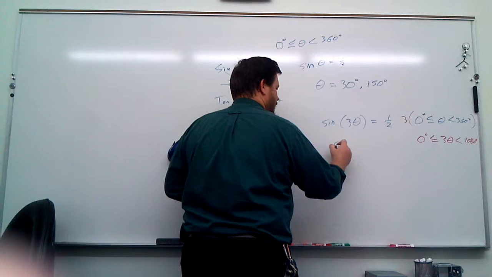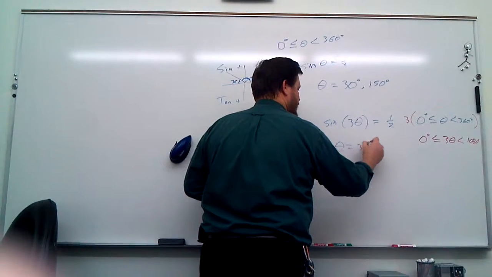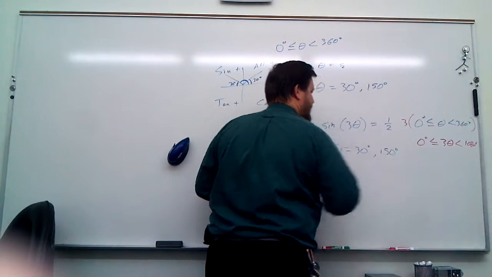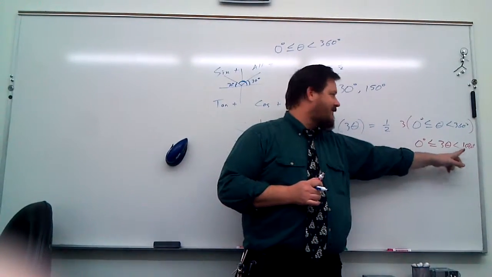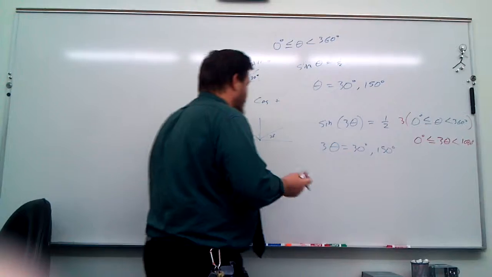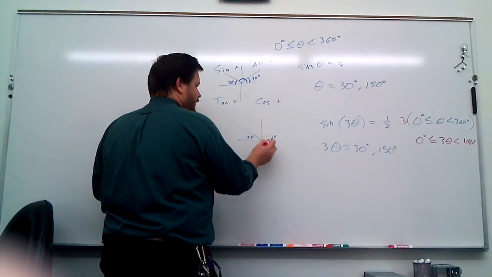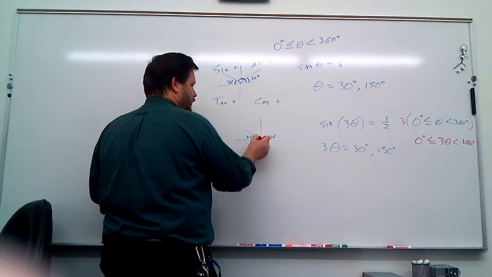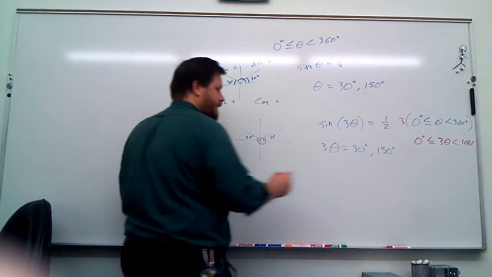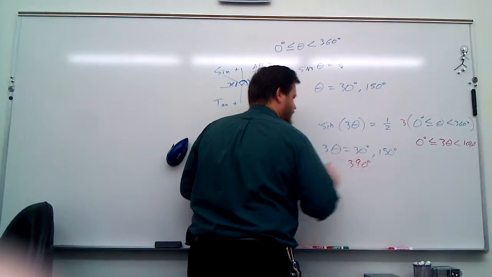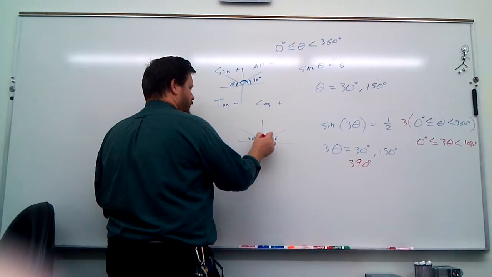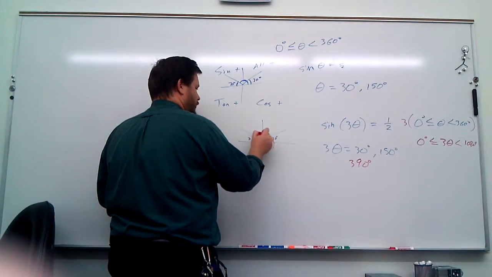So 3 theta could be 30 or 150, but since 3 theta can go all the way up to 1080 instead of having to stop at 360, we can go around the circle again. So instead of just 30, we can go all the way to here, and you have to add 360 basically. And instead of going to here and stopping, we can also go around again to here.